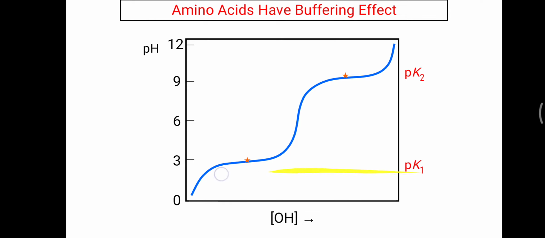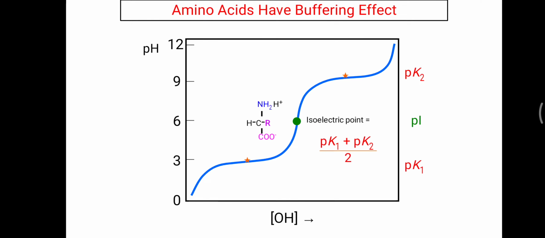So on one side the solution is titrated with HCl, and we get the pK1 value. We titrate the same solution with NaOH, and we get the pK2 value, and from this pK1 and pK2 we get the value of the isoelectric point, also called the isoelectric pH. At this particular pH there is no net charge. That is simply calculated as pK1 plus pK2 divided by 2.